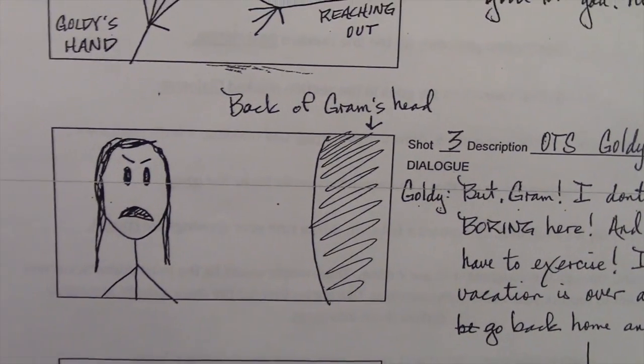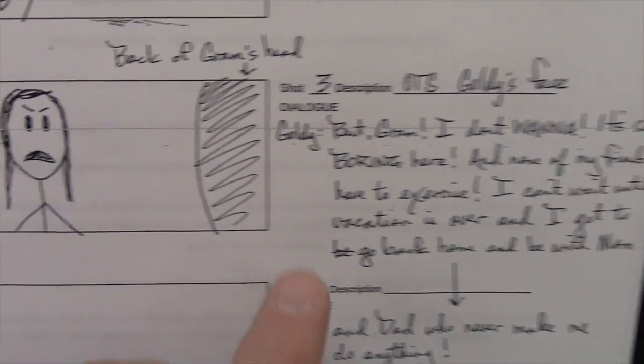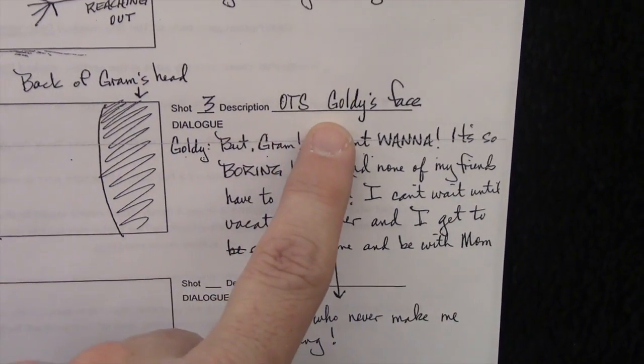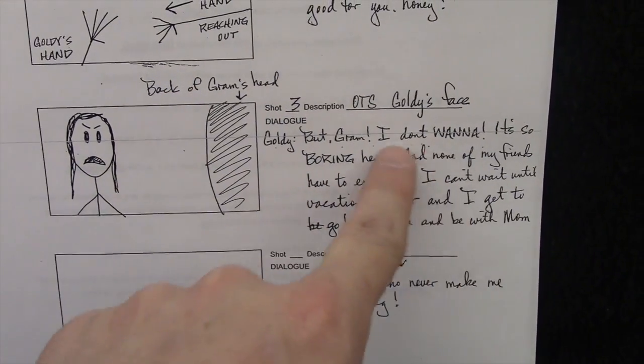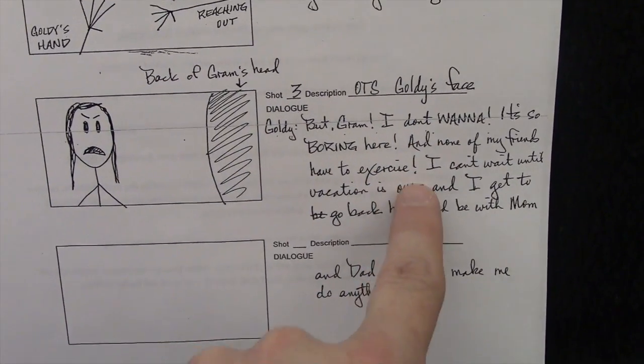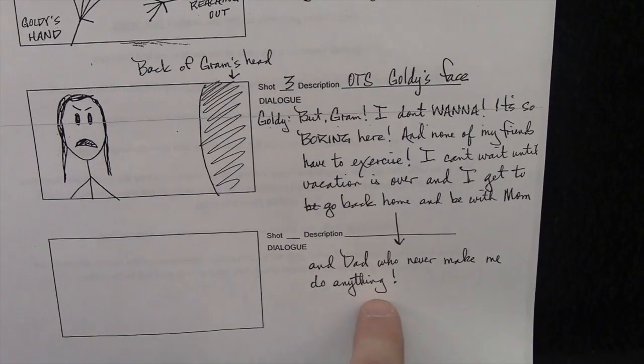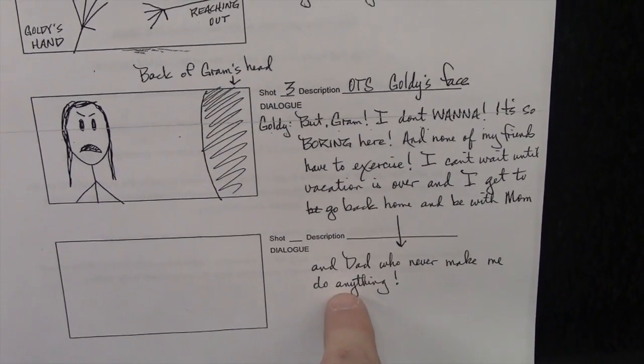Same thing down here for shot 3, but I want you to pay attention to something. Shot number, description. If you have a big chunk of dialogue and all the words won't fit in this picture, how we see on the handout, draw an arrow and go down and write it in the next blank. Go ahead and do that.